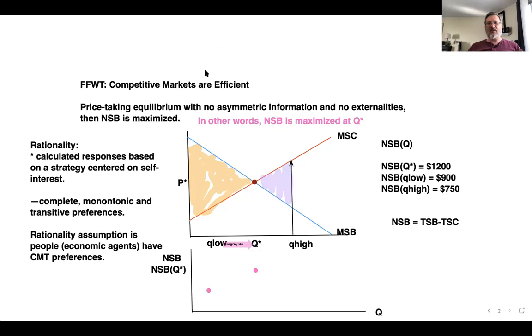Does that make sense? Could you repeat that one more time, please? Yeah. So over here on the right side of the equilibrium, the purple area I have is negative net social benefit because the costs are higher than the benefits for these units. That makes sense. Yeah, thank you. Yeah, the costs of production.